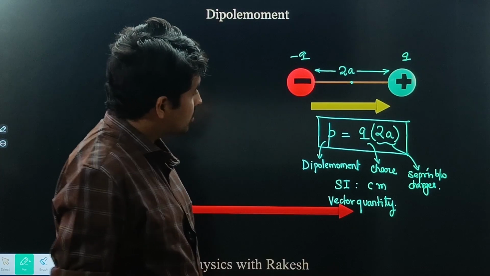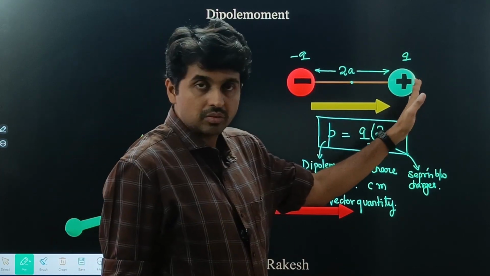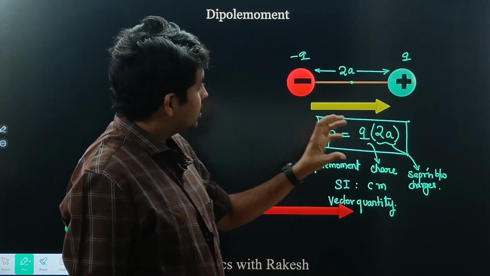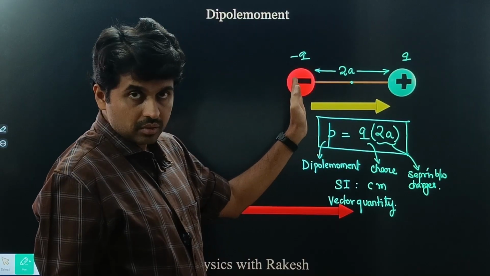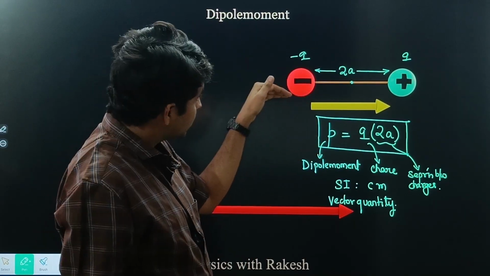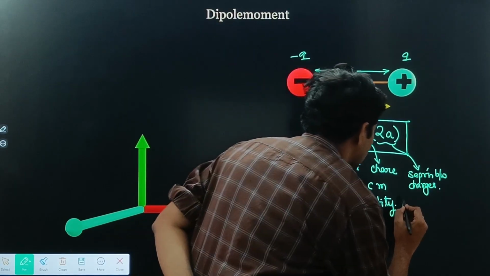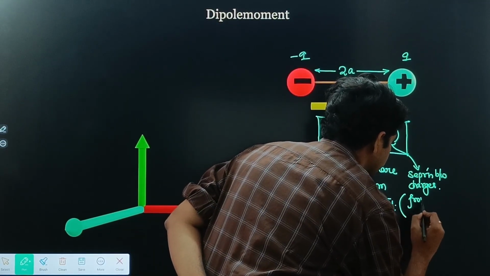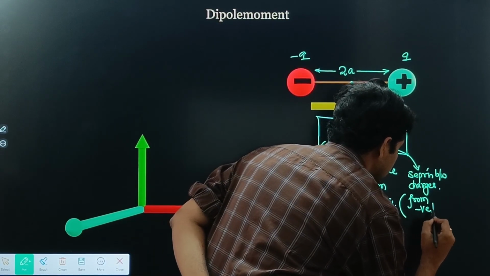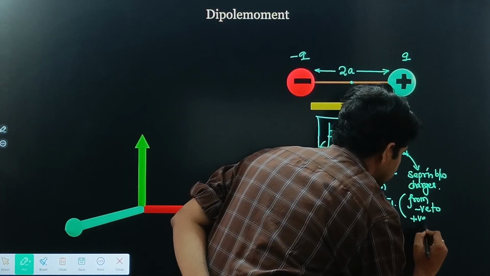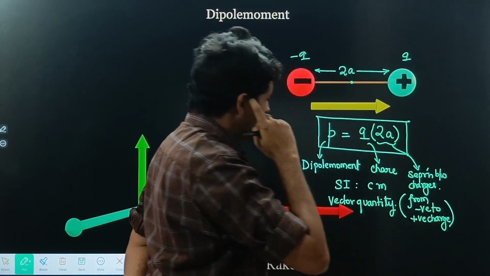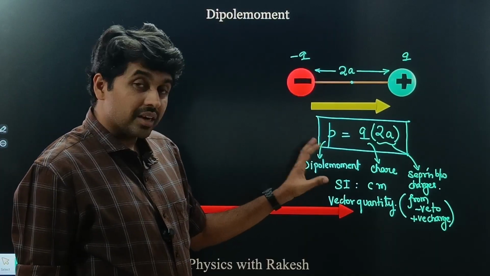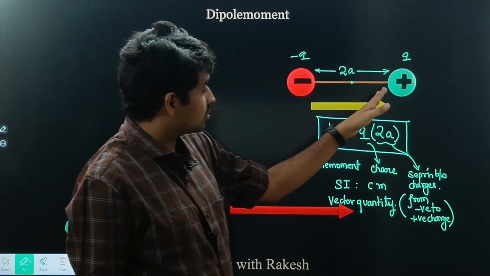And what is the direction of this vector quantity? It is from negative to positive charge. Okay, see, you remember electric field lines go from positive to negative. This dipole moment vector is from negative to positive. Okay, from negative to positive charge. You might get confused, negative to positive charge.